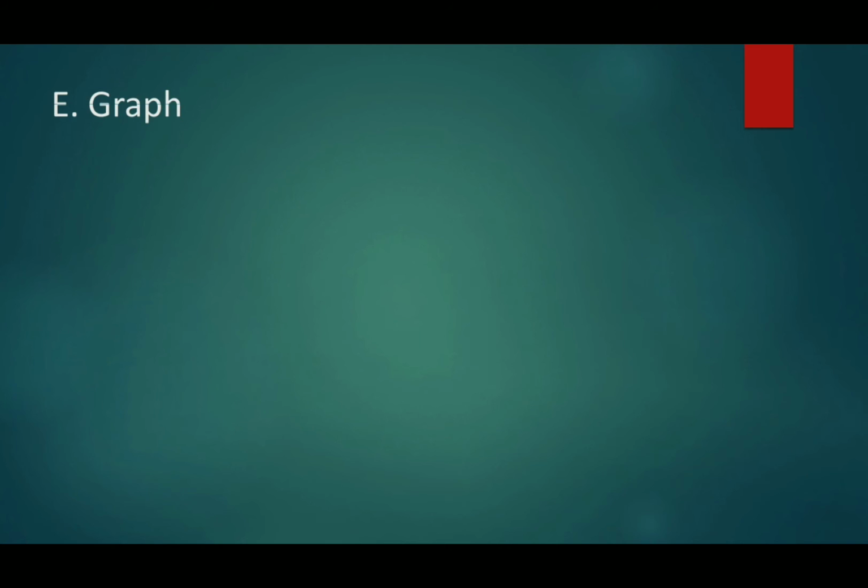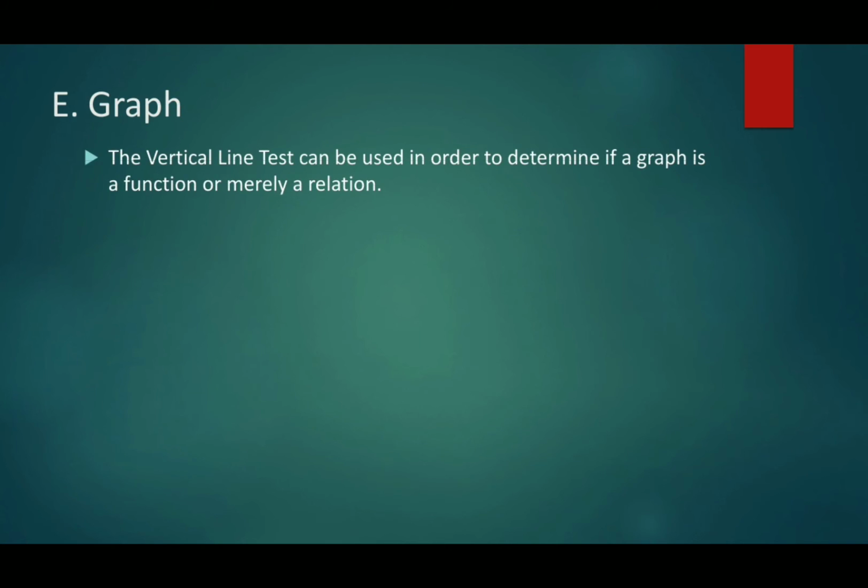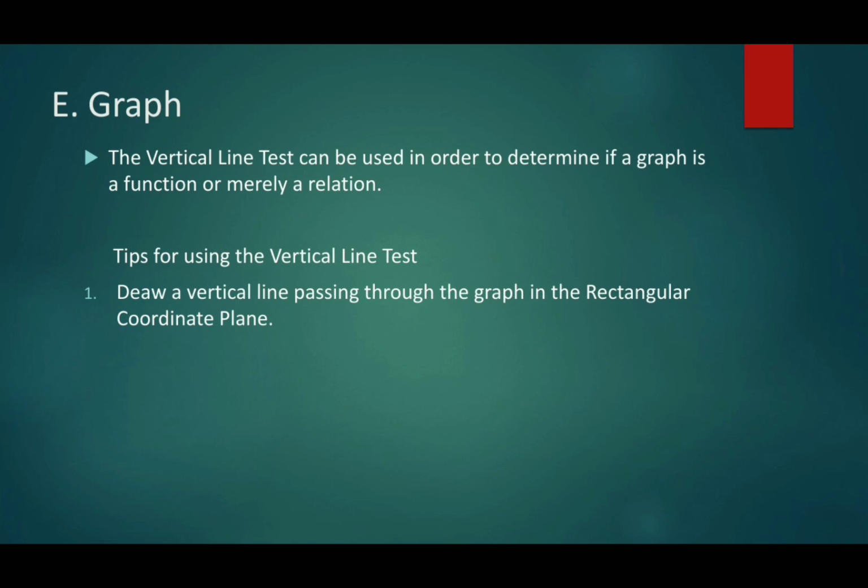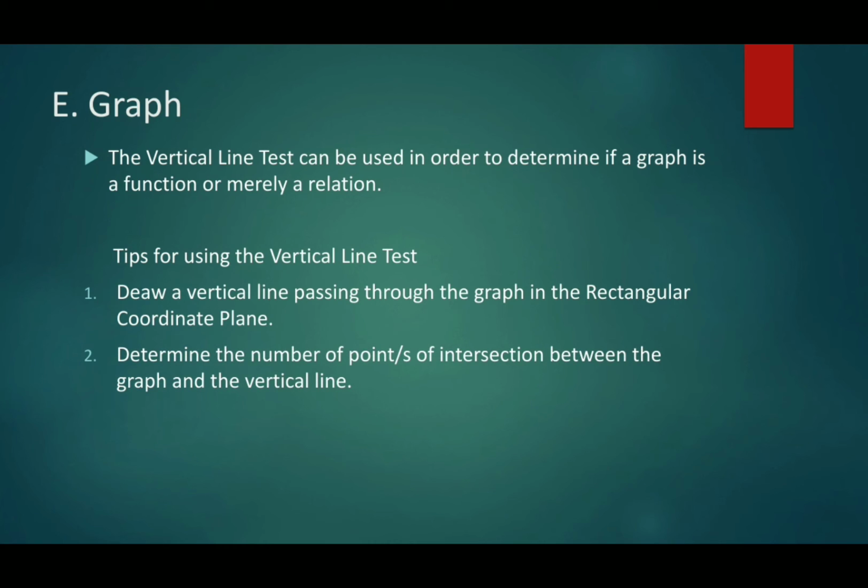So, last is graph. So, the vertical line test can be used in order to determine if a graph is a function or merely a relation. So, tips for using the vertical line test. Number 1, draw a vertical line passing through the graph in the rectangular coordinate plane. Number 2, determine the number of points of intersection between the graph and the vertical line.